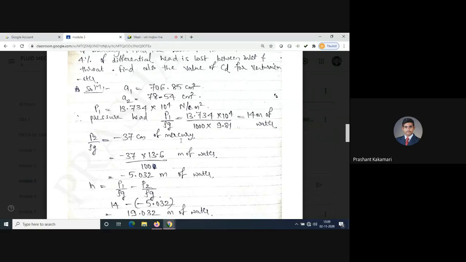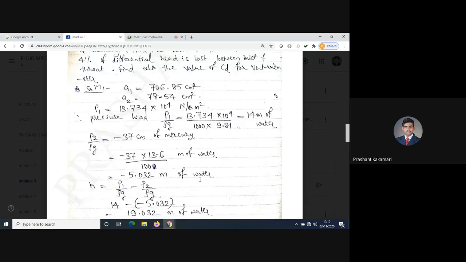So this you convert in meters of water. So to converting that, we can go by again specific gravity of the mercury. Okay. So to take that value and convert that into meters of water. So what we have to do now, we have to just convert this centimeter to meters by dividing by 100 into specific gravity of the mercury. If you multiply, one can be able to convert this mercury head into water head. So water head is coming around minus 5.032 meters of water. So please check these values.